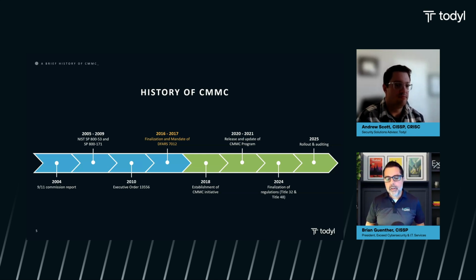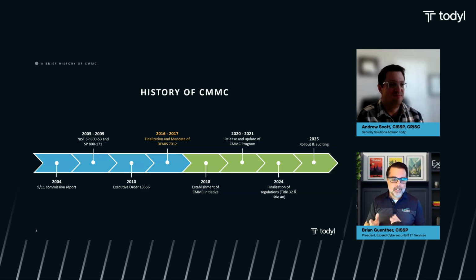And so in 2010, an executive order was signed that identified CUI, controlled unclassified information, which really needs to be safeguarded across all agencies. That was a presidential executive order. Now, fast forward, this is where the meat and potatoes come in. This is where it gets really interesting.